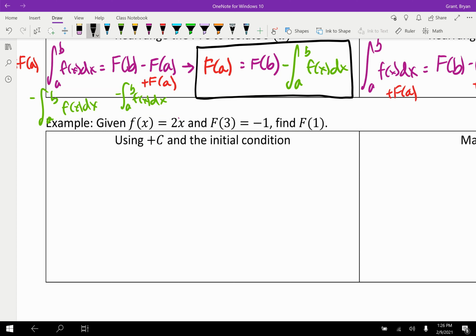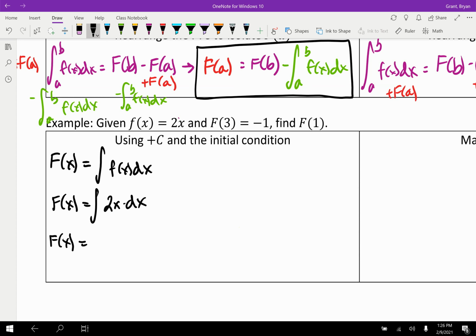So we're going to say, I would like to find the equation for capital F of x. To do that, that's going to be the antiderivative of lowercase f of x. So capital F of x will equal the antiderivative of, what is our equation? Oh, it's 2x here. So capital F of x will be the antiderivative of 2x, which is x squared plus c. However, we have enough information to solve for c.